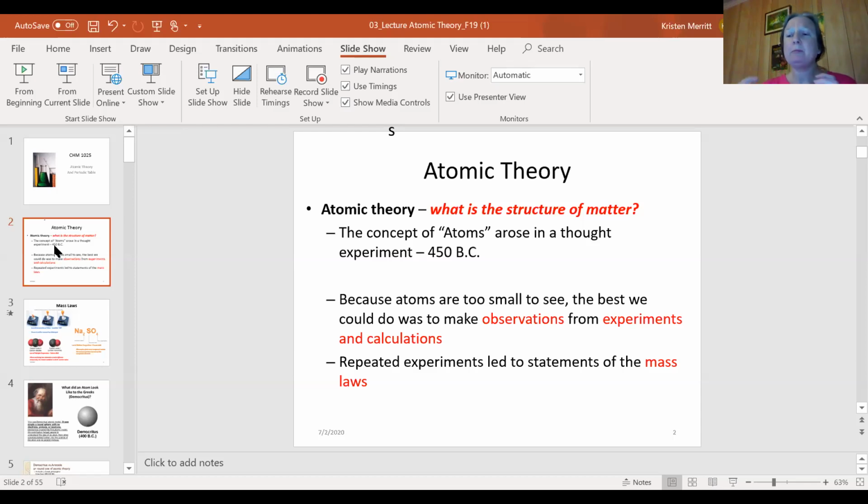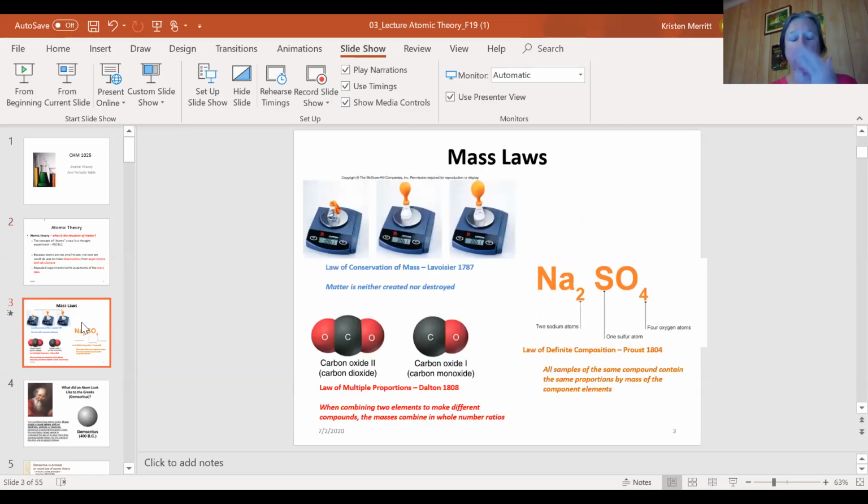From there, the idea of the atom came. And since then, through all the different processes, which we'll go over in this lecture, we've gotten the mass laws. And these are very critical to how we are able to look at our observations and use them to make chemical conclusions about the chemistry that's happened.